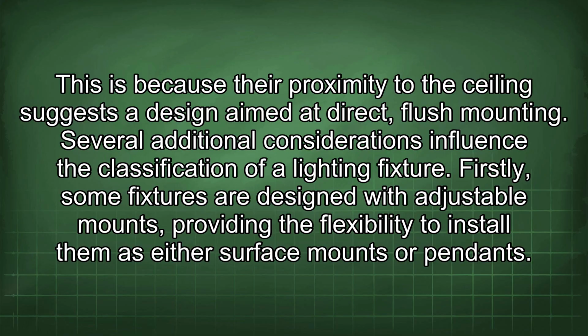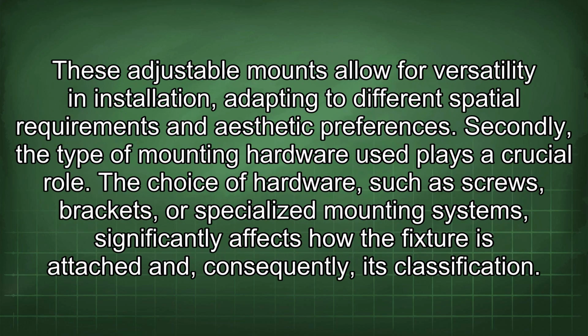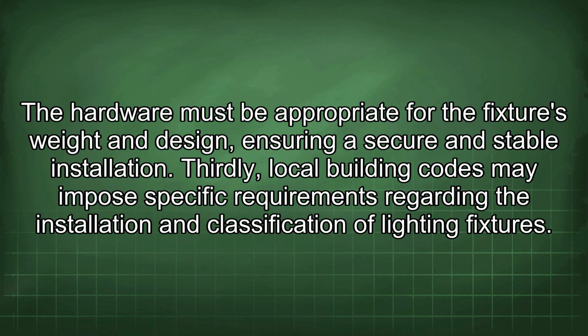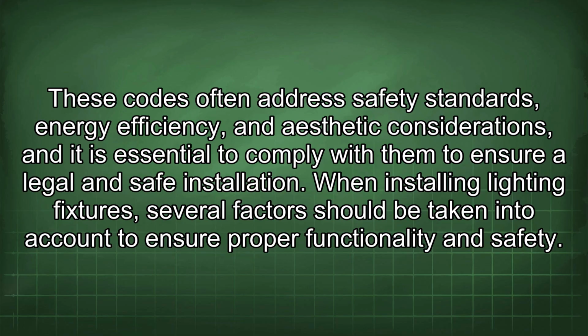Several additional considerations influence the classification of a lighting fixture. Firstly, some fixtures are designed with adjustable mounts, providing the flexibility to install them as either surface mounts or pendants. These adjustable mounts allow for versatility in installation, adapting to different spatial requirements and aesthetic preferences. Secondly, the type of mounting hardware used plays a crucial role. The choice of hardware, such as screws, brackets, or specialized mounting systems, significantly affects how the fixture is attached and, consequently, its classification. The hardware must be appropriate for the fixture's weight and design, ensuring a secure and stable installation. Thirdly, local building codes may impose specific requirements regarding the installation and classification of lighting fixtures. These codes often address safety standards, energy efficiency, and aesthetic considerations, and it is essential to comply with them to ensure legal and safe installation.